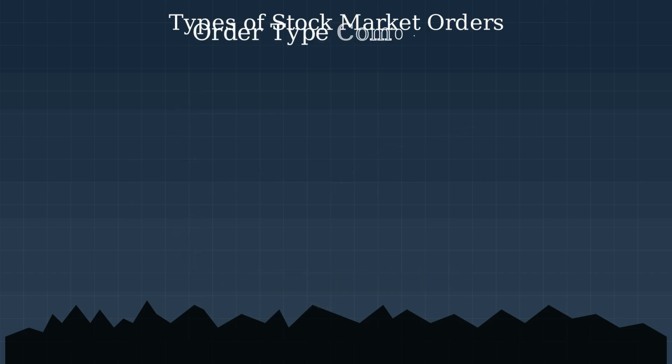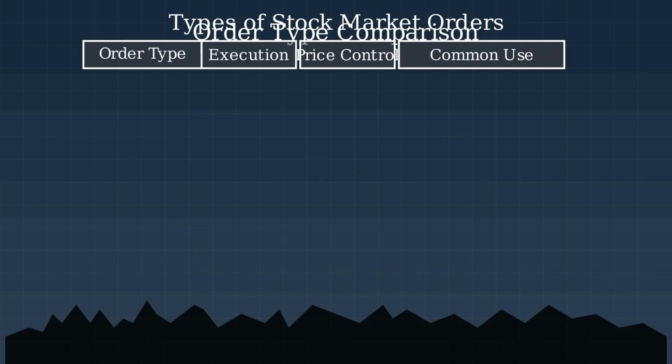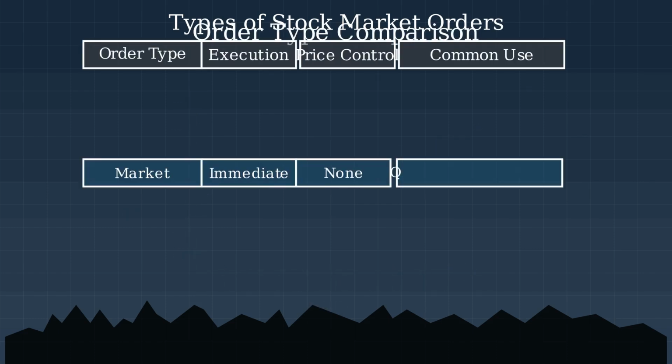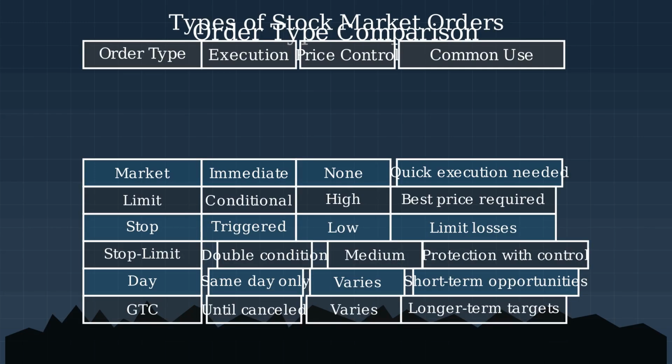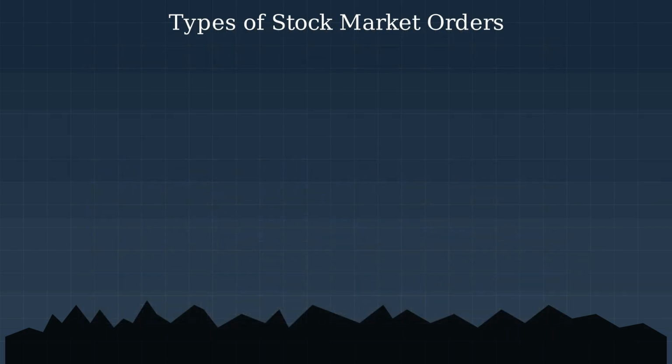Let's compare the different types of stock market orders and their key characteristics. Each order type serves different needs. Market orders provide immediate execution, while limit orders give you price control. Stop orders and stop limit orders help manage risk, and time-based parameters determine how long orders remain active. Understanding these order types allows you to implement more sophisticated trading strategies and better manage risk when investing in the stock market.